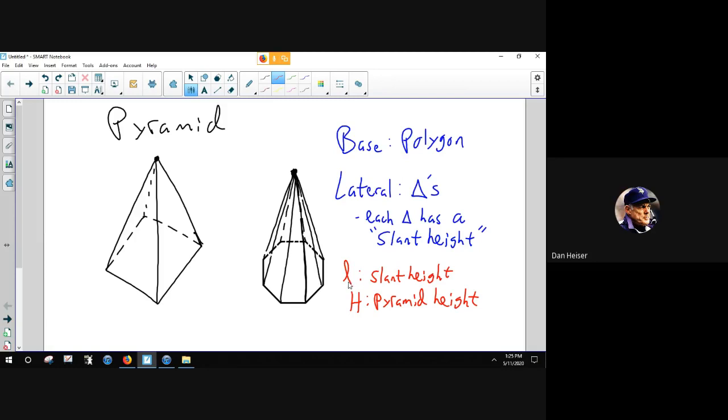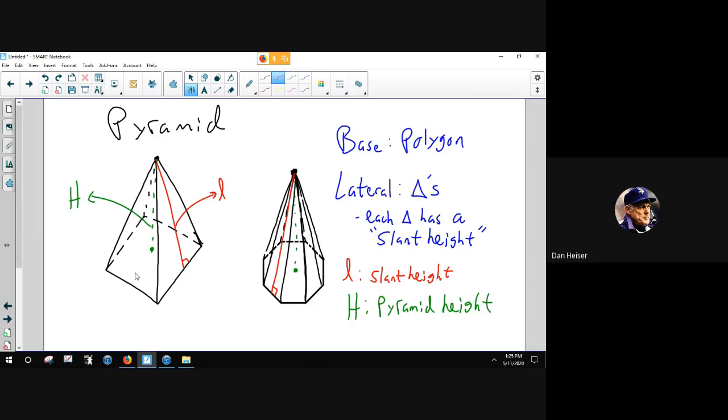Think of L as the height of each individual triangle. It's called slant height because this triangle is slanted. It's not straight up and down. If you've ever seen pictures of the pyramids, you'll note that those triangular faces are tilted. They sort of lean back away from vertical. That's why this is called a slant height. That is the height of that particular triangle. And here's what they look like.